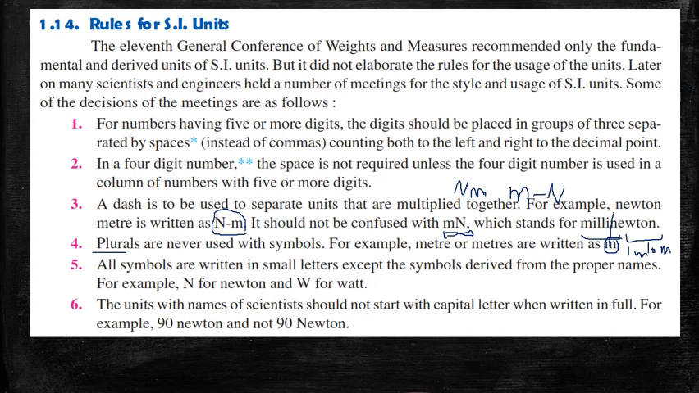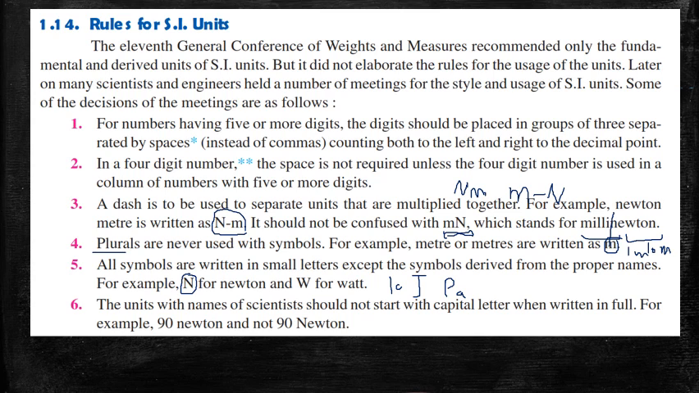Symbols derived from proper names like Newton, Watt, Pascal, Joule: the letter would be a capital letter. So if we have 10 J or 10 N or 10 W or 10 Pa, it would be a capital letter. Anything else would be a small letter. So kg, g, cm, or any other unit would be small.